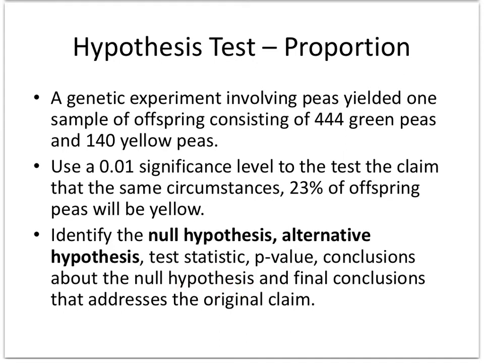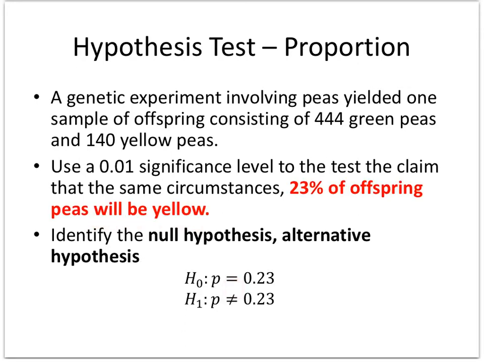So the null and alternative go hand in hand. Once you know the null, you can certainly write the alternative. This says they will be. It doesn't say they'll be less than or greater than. So when something will be equal, then the opposite for the alternative would be not equal. So my proportion, this says 0.23 or 23% of the offspring will be yellow. The alternative says they will not be.